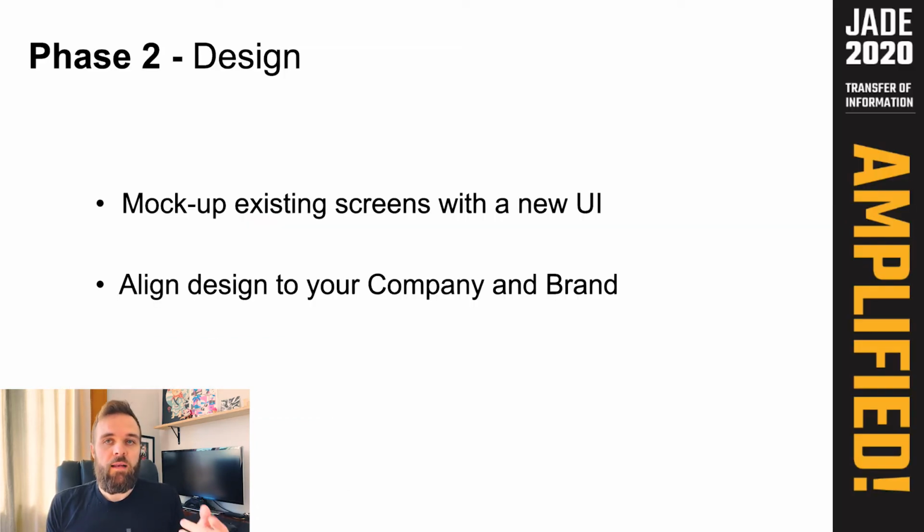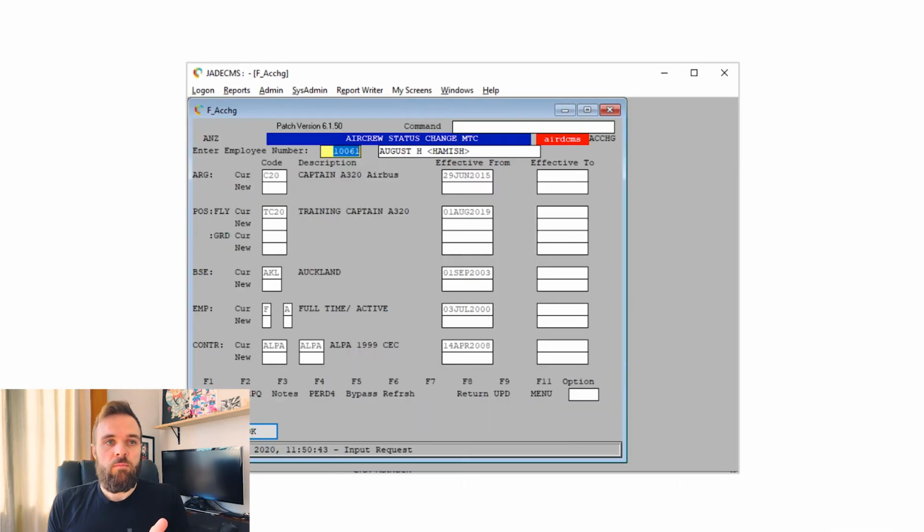We would then align the design to your brand. So, we've had a lot of people say, oh, we don't want the new skin to look like JADE. That's understandable. You want it to look like your company. It wants to have your logo and your colors and fonts and everything like that. So we're going to align it to what you want it to and what your brand needs it to.